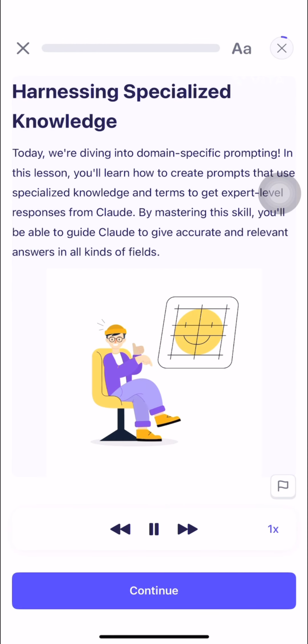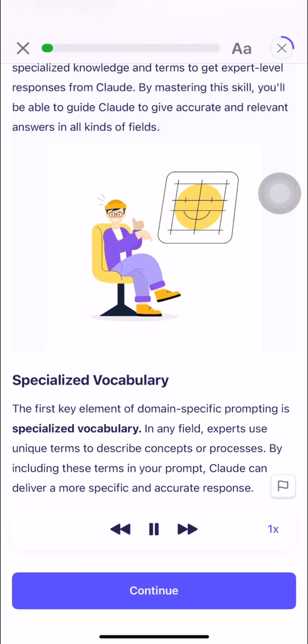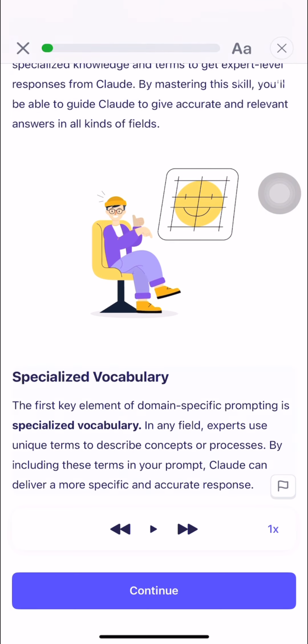Harnessing specialized knowledge. Today, we're diving into domain-specific prompting. In this lesson, you'll learn how to create prompts that use specialized knowledge and terms to get expert-level responses from Claude. By mastering this skill, you'll be able to guide Claude to give accurate and relevant answers in all kinds of fields. Specialized vocabulary. The first key element of domain-specific prompting is specialized vocabulary.